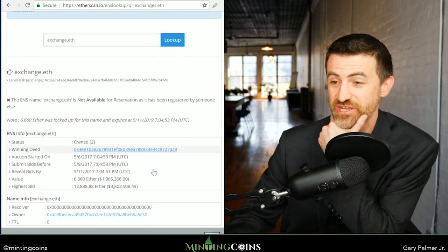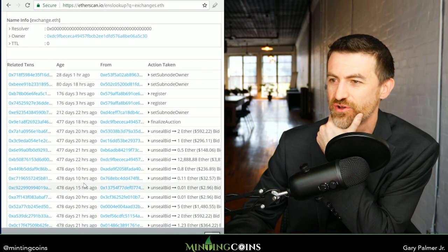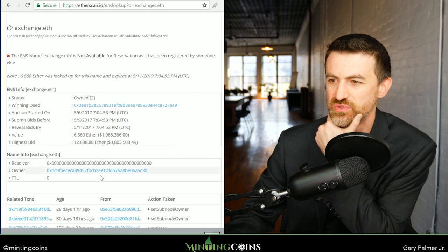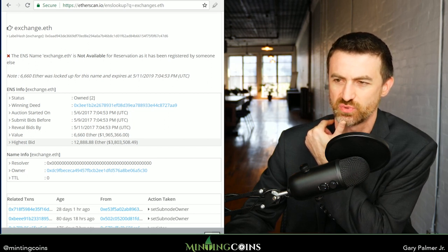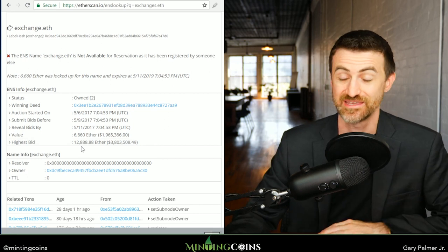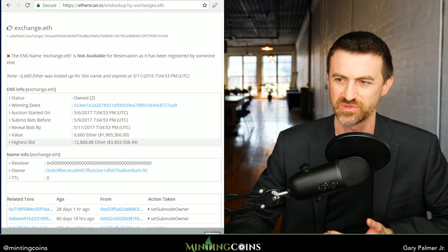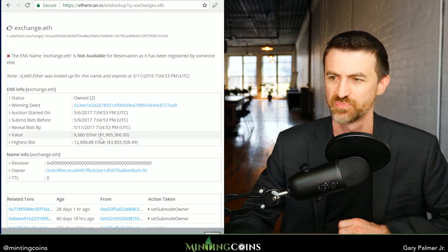So exchange.eth, this is the one that got locked up a year and a half ago. They finalized this, they set the registrar, and they set the subdomain owner. They may be using this as part of their testing and infrastructure. The high value bid: someone bid $3.8 million in the current value of Ether. That's 12,888.88 Ether. They bid on exchange.eth. The second highest bid was 6,666 Ether, about $2 million in today's money.